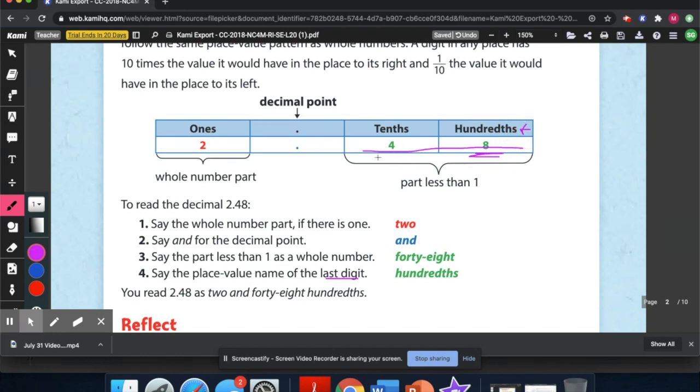If it was just a 4 in the tenths, just like we're going to cross this out and we're going to practice with this one. I have 2 and 4 tenths. That's if the 8 is not in the hundredths, okay? But it is in this example and they lay it all out for you. And this is how you're going to say it. 2 and 48 hundredths. Okay, so we're going to practice that today.